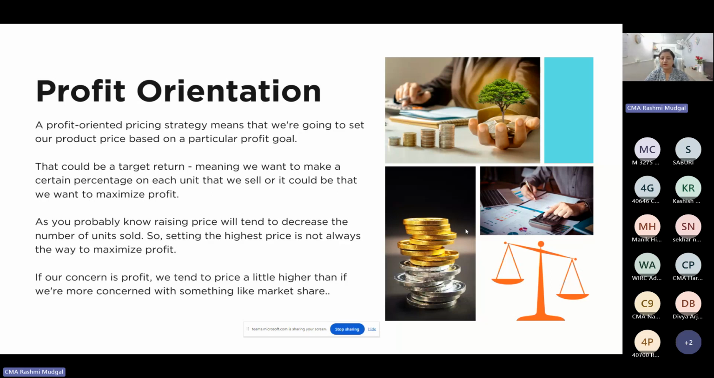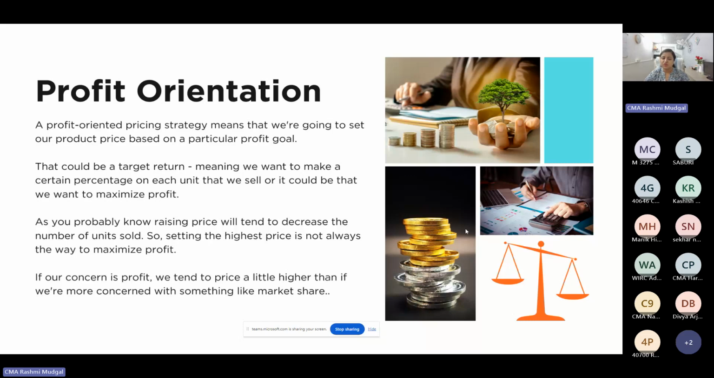So here in the profit oriented pricing strategy, we are going to set a product price based on particular profit goals. We want some profit out of a business, where we know this is what I need to pay to all my stakeholders and I need to earn this much profit, then only will it succeed in the market. That could be a target return. Yes, it could be where my investor wants at least 20% on their investment. So I want a target return over my investment also.